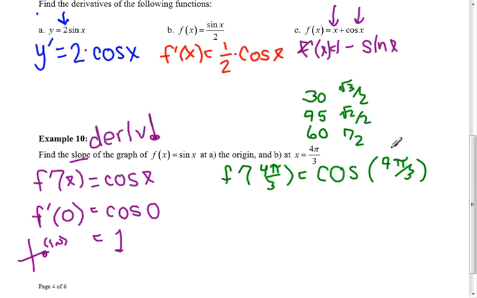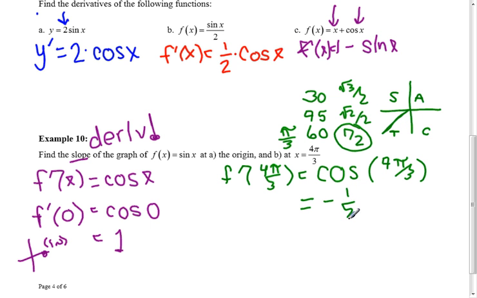Alright, cosine of 4/3 pi, where is that? This would be 1 pi, or 3/3, so it's going to be over here, with a reference angle of pi over 3. Alright, pi over 3 is our 60-degree angle. So cosine is 1/2. So all students take calculus. Only tangent is positive here. So the slope is negative 1/2.